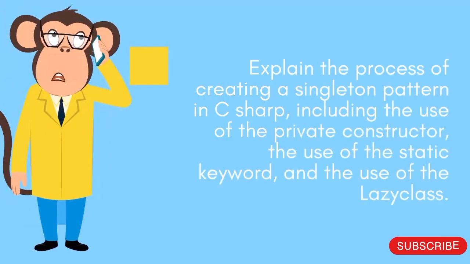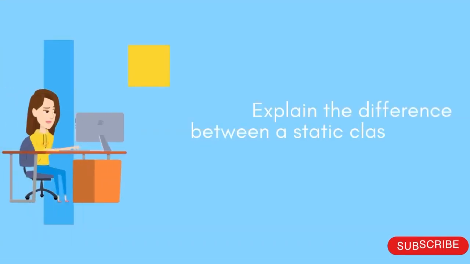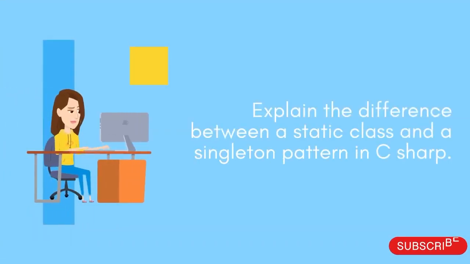Explain the process of creating a singleton pattern in C#, including the use of the private constructor, the use of the static keyword, and the use of the Lazy class. Explain the difference between a static class and a singleton pattern in C#.